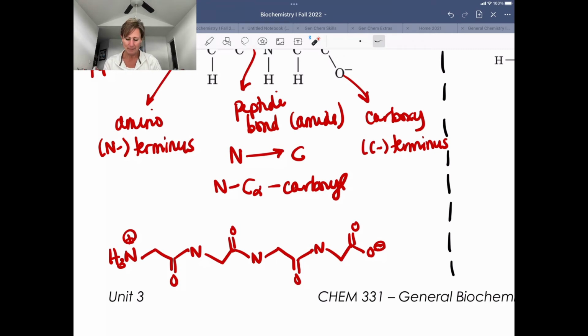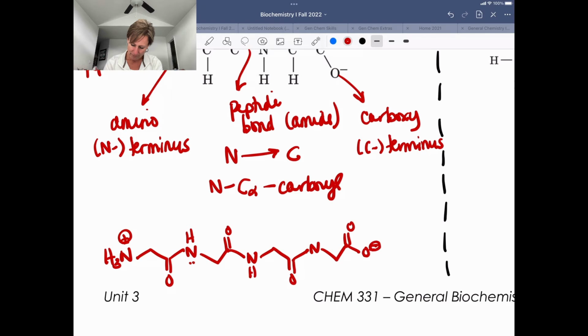Okay, so putting the rest of our pieces in here, every nitrogen is going to have a hydrogen and a lone pair. Okay, so we've got our 4 peptide bonds that we have there. On all of our alpha carbons, we're going to have our R groups.